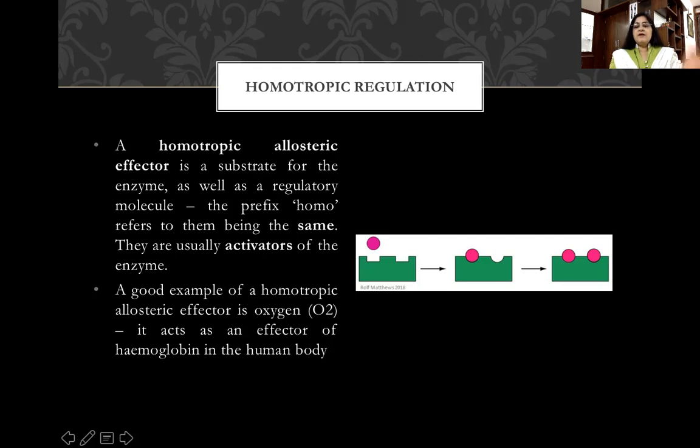For example, when one oxygen comes and binds, it is regulating the next oxygen also to bind. That means the binding of a particular substrate itself is acting as an effector. Okay, so a good example of a homotropic allosteric effector is oxygen. It acts as an effector of hemoglobin in the human body.